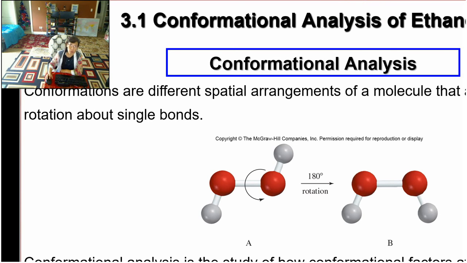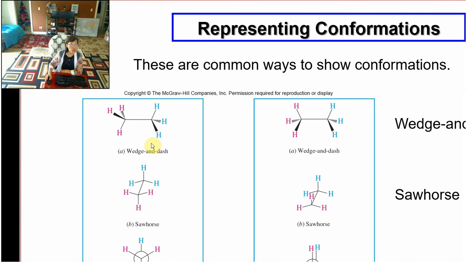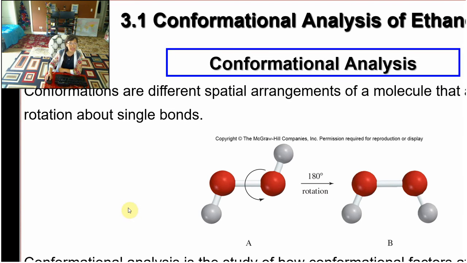What is a conformation? Conformations are the different spatial arrangements of a molecule, which are generated by rotation of the carbon-carbon single bond. Conformational analysis is the study of how conformational factors affect the structures of molecules and associated properties. For this, we need to know three key points.